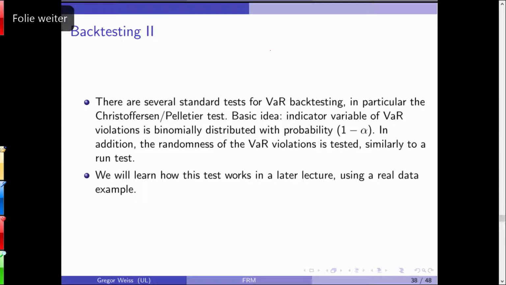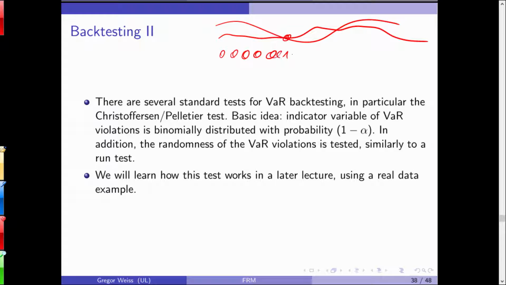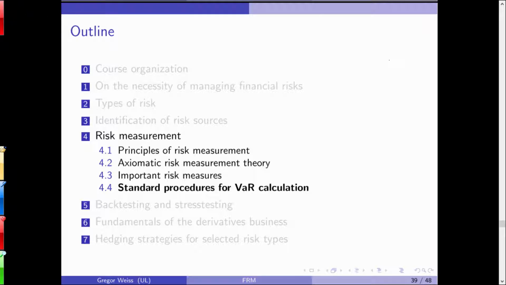There are several standard tests for VaR backtesting, especially the Christoffersen-Pelletier test and the Kupiec test. The basic idea is that you compare those actual returns, and if you see that you have an exceedance here, you just say, okay, this is a one, here's a zero. And then you have this set of ones and zeros, and you perform a statistical test on the randomness and on the correct number of ones in this sequence. We'll see this in just a bit, but let's first of all continue with some standard procedures for VaR calculation.